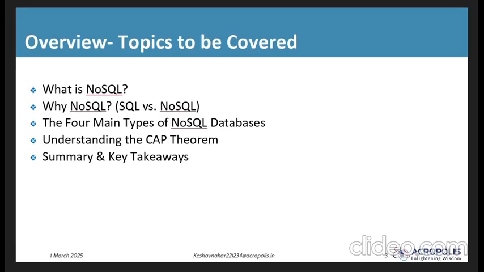First of all, a simple definition of NoSQL. NoSQL is a modern database system that stores data without using fixed tables. It is designed to handle large and fast-changing data easily. It allows data to be stored and accessed in a flexible way.